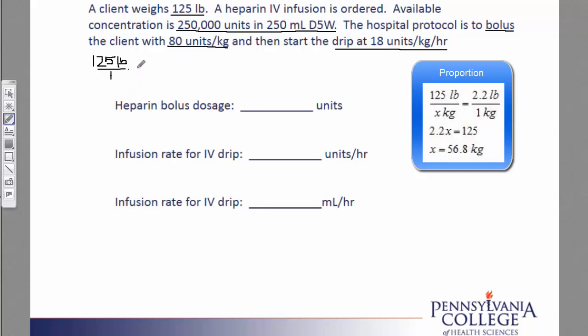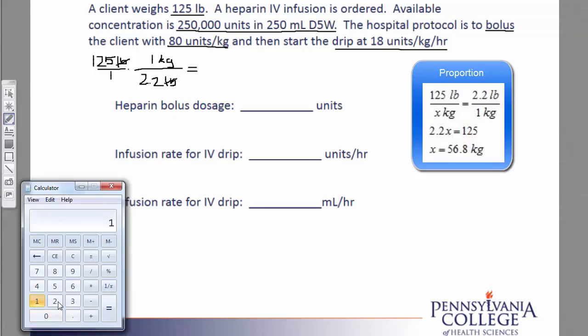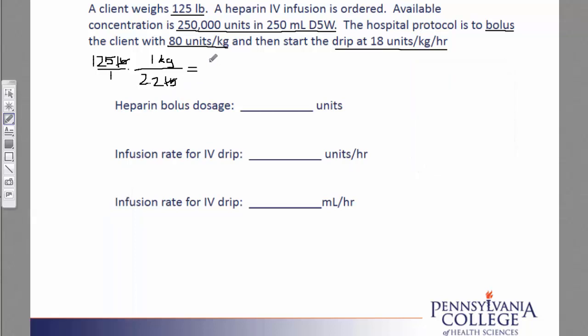We know that there are 2.2 pounds to 1 kilogram. That will cancel our label of pounds. We'll go to our calculator to do the math. Because this is an adult and because the weight is over 10 kilograms, we'll round this to the nearest tenth, and so we'll give an answer of 56.8 kilograms.